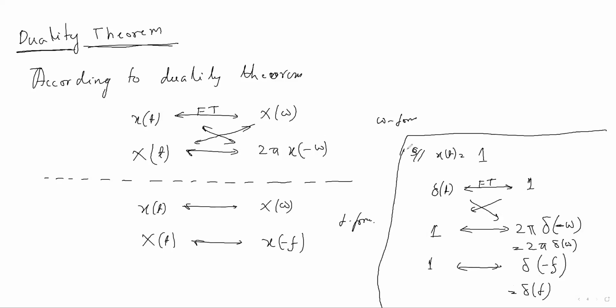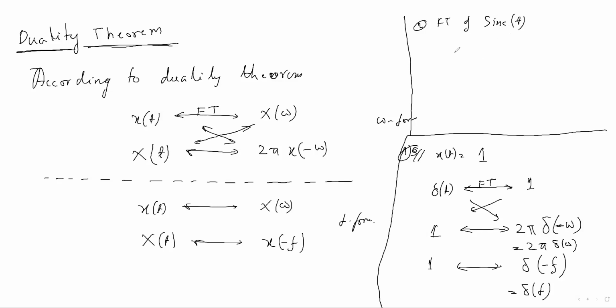So this is the one. Let me give another one and complete today's session. Find the Fourier transform of the sinc function, sinc t. If you solve this sinc t with the help of the integration formula, we cannot solve it easily, and with limits also it will be too complicated.